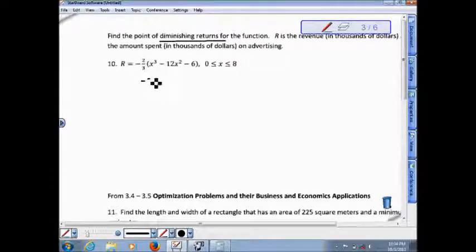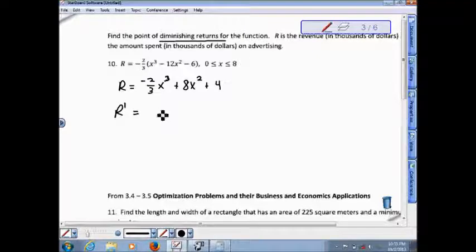I'm just going to simplify this. So this is negative 2/3 x to the third, and then negative 2/3 times negative 12 is going to be positive. 3 goes into 12, 4 times 2 is 8, so this is 8x squared, and then 2/3 of 6. How many thirds are there in 6? That's one way you could think about it. Or 3 goes into 6 twice, times 2 is 4, so this is plus 4.